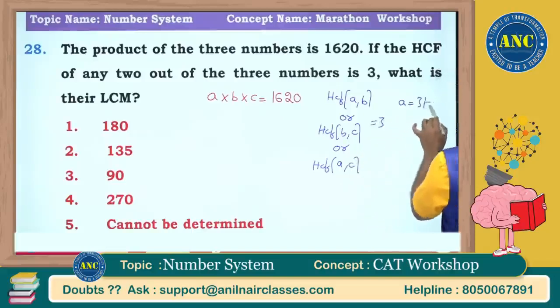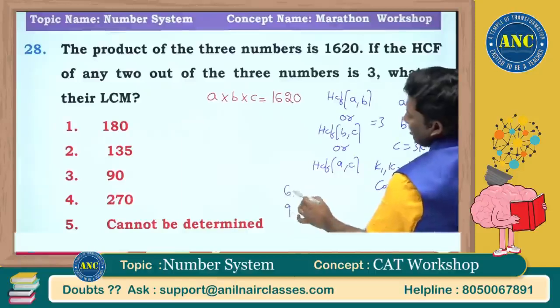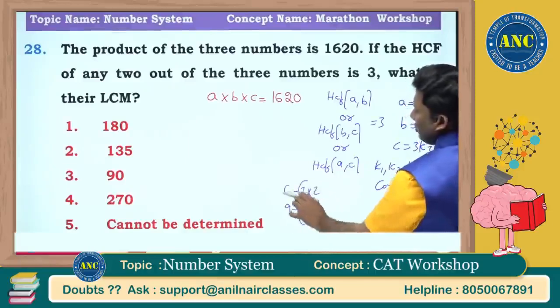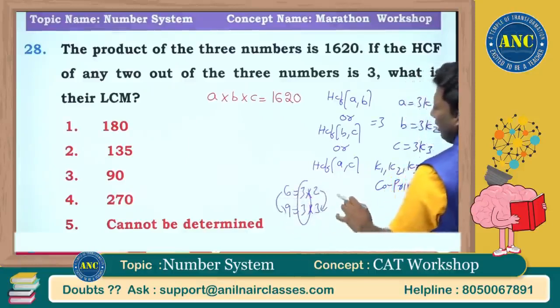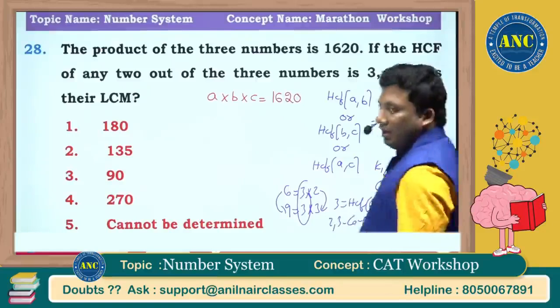So, A equals 3K1, B equals 3K2, C equals 3K3. K1, K2, K3 are co-primes. Any natural number can be written as HCF into something. 6, 9. 6 is 3 into 2. 9 is 3 into 3. 3 is the HCF of 6 and 9. 2 and 3 are co-prime.